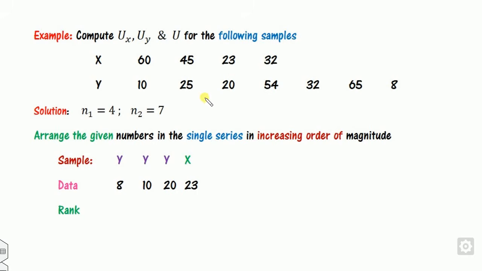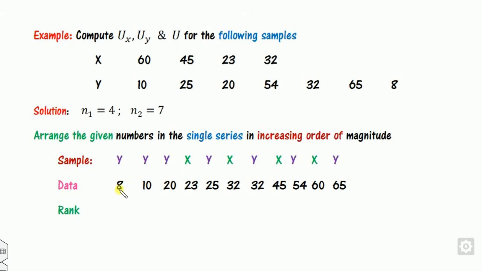The next smallest number is 32. Sorry, this is 25 firstly, so this is coming from y. Then it's 32. They are both the same, so you can write any one of them first. So I can write this first, and after that this here. And after that, the smallest number is 45, and so on. So you can find these other numbers.